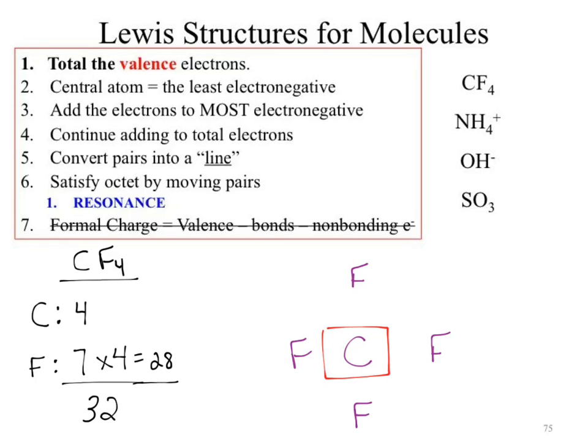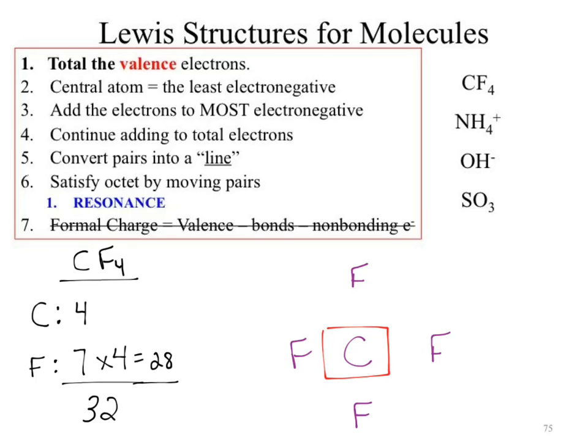Okay, now I want to add electrons to my structure. And this is where I differ so much from other textbooks and other references. I want to add the electrons where? The most electronegative. Electronegativity is defined as holding bonding electrons. So if I'm trying to put electrons into a structure, where should I put them? Probably on the atom that wants the electrons. That's going to be the most electronegative.